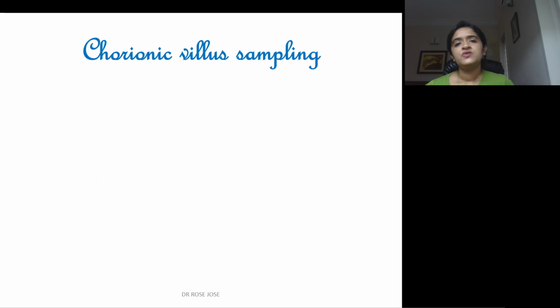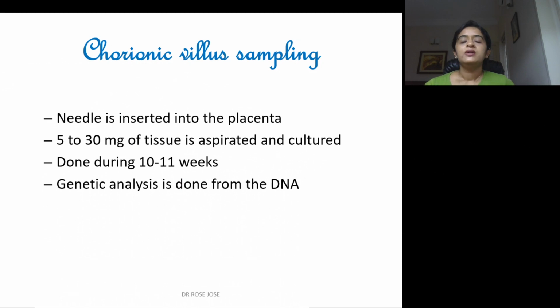Now another test which we do usually is chorionic villus sampling. How will you do it? You will first insert the needle into the placenta, of course ultrasonically guided. Then you will take up to 5 to 30 milligram of tissue. You will aspirate it and culture it, and it is usually done during 10 to 11 weeks. And why do you have to do this? It is for genetic analysis from the DNA obtained from the cultured cells.